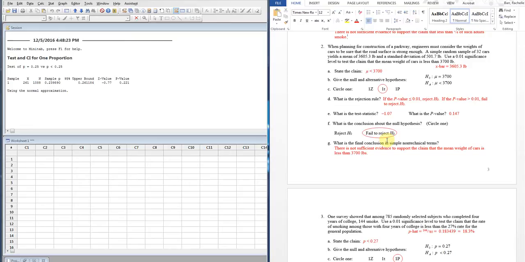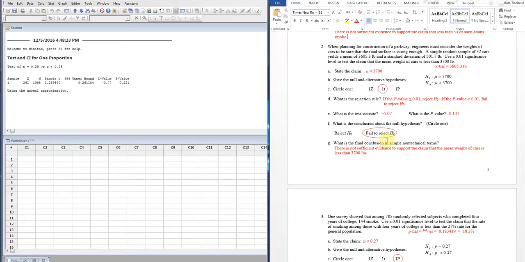Let's look at example number 2. When planning for constructing a parkway, engineers must consider the weights of the cars to be sure that the road surface is strong enough. A simple random sample of 32 cars yields a mean weight of 3,605.3 pounds and a standard deviation of 501.7 pounds.